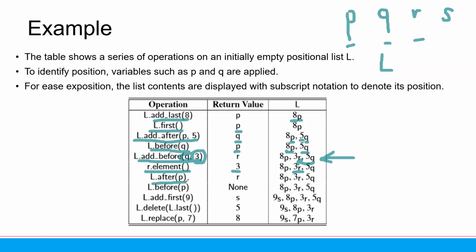If I want to check what is after P, here we got R. So we will see R. And what is before P? Because P is in the first, then there is nothing that we can return. At first, if you want to add something in the first position, I will use the remaining variable, which is S, and then I put it into the first part of the positional list. So I would like to add 9 with the variable S.